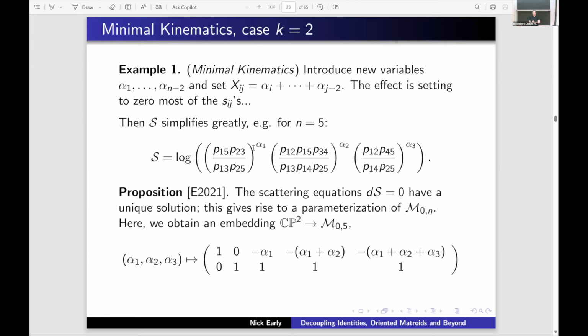Now recall that we said earlier that when the kinematic invariants are real, there's one critical point for each bounded region. So when you put these linear constraints on the Xijs and set to 0 the corresponding Mandelstams, you get exactly one critical point, and that critical point determines this parameterization of M0n. You can write it this way. And here you can see when the alphas are positive, every 2 by 2 minor is positive.